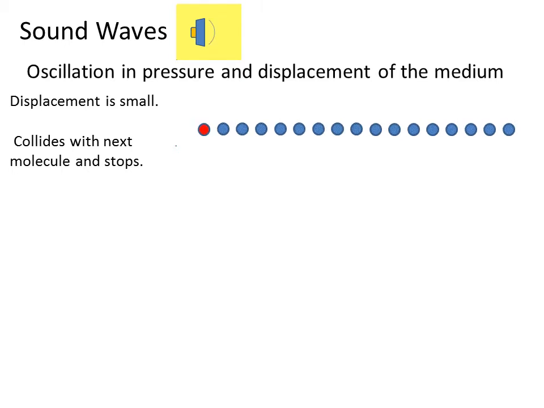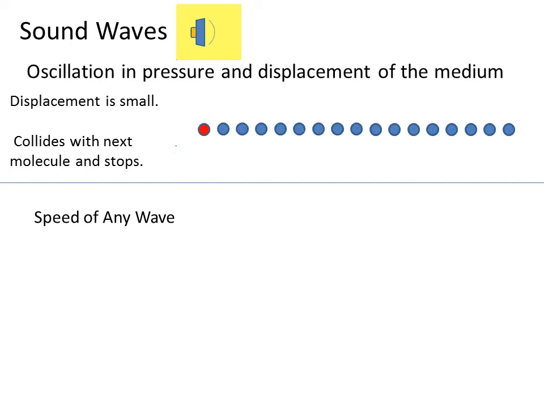So what we see is that the displacement of any single molecule is small, because soon after it starts to move, it collides with the next molecule and stops. So the displacement of air molecules is small, but the pulse travels down the whole chain at a fairly fast speed.